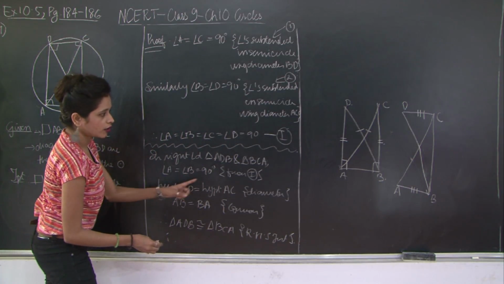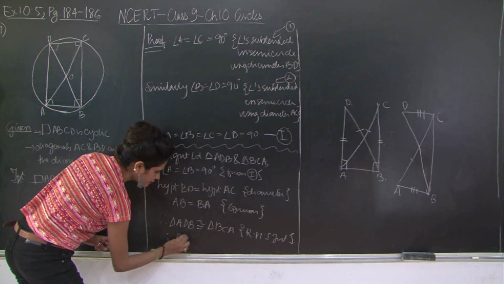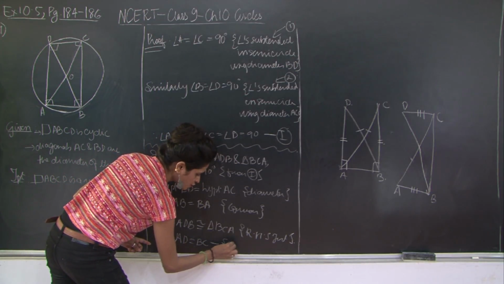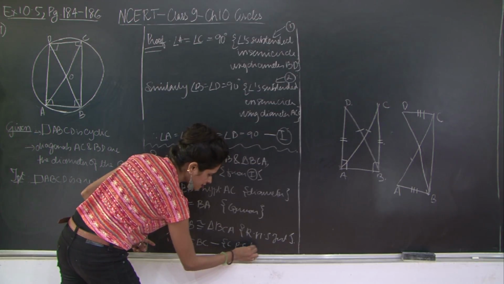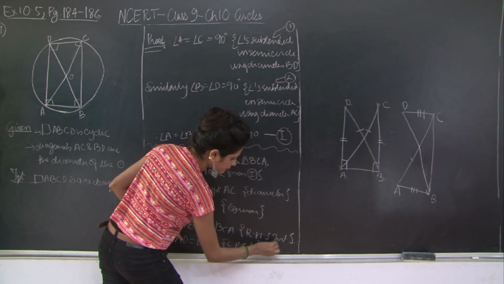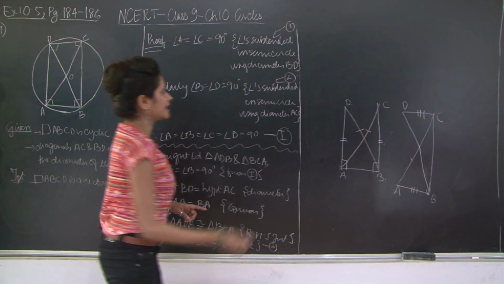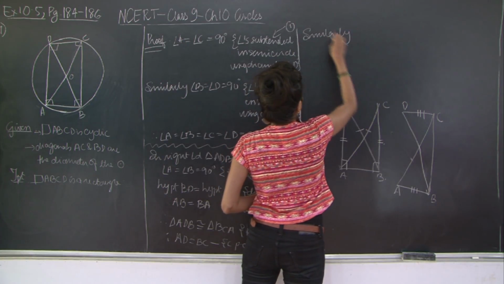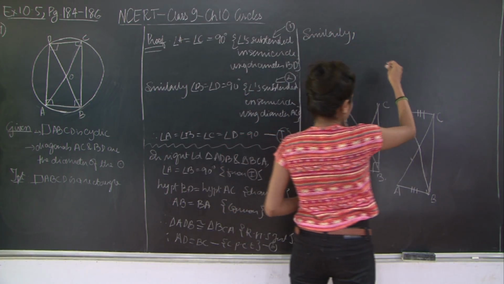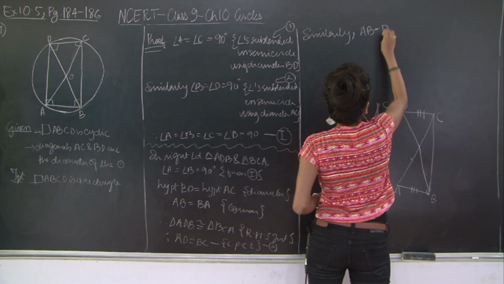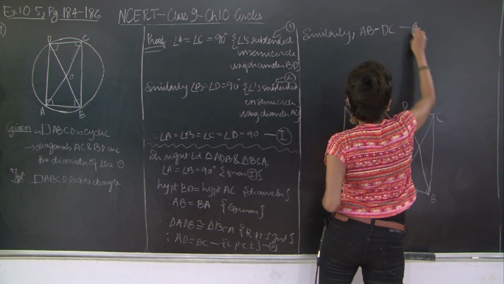Therefore, I will have what? AD is equal to BC. This is through corresponding pair of congruent triangles. Let's mark this as 3. Similarly, I can say that AB is equal to DC. Let's mark this as 4.